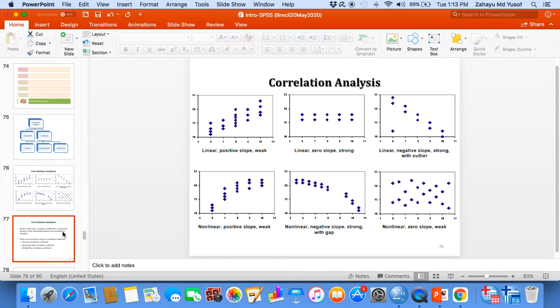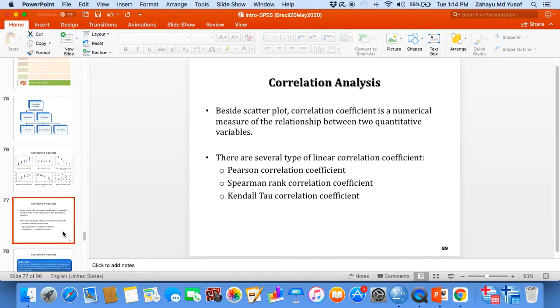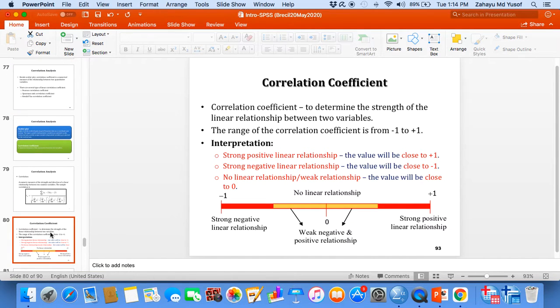So correlation analysis, besides using scatter plot, can also be identified using correlation coefficient, which is a numerical measure of the relationship between two quantitative variables. There are several types of linear correlation coefficient, which are Pearson correlation coefficient, Spearman rank correlation coefficient, Kendall-Tau correlation coefficient. So when you have the coefficient value, this value is to determine the strength of the linear relationship between two variables. So the value ranges from -1 to +1.